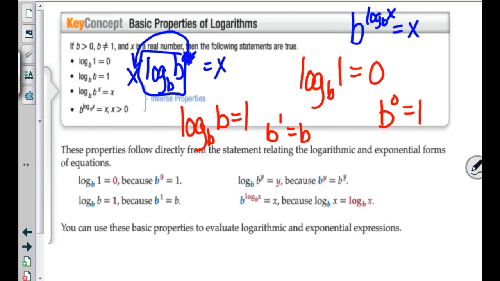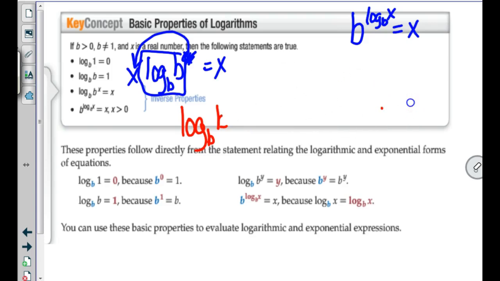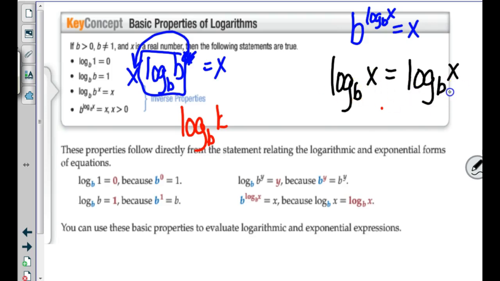Let me explain that one a little better. If I told you to rewrite this as a log sentence, what would it look like? You would write log base b of some number x equals the exponent. Is that true? Okay. That's why they undo each other.